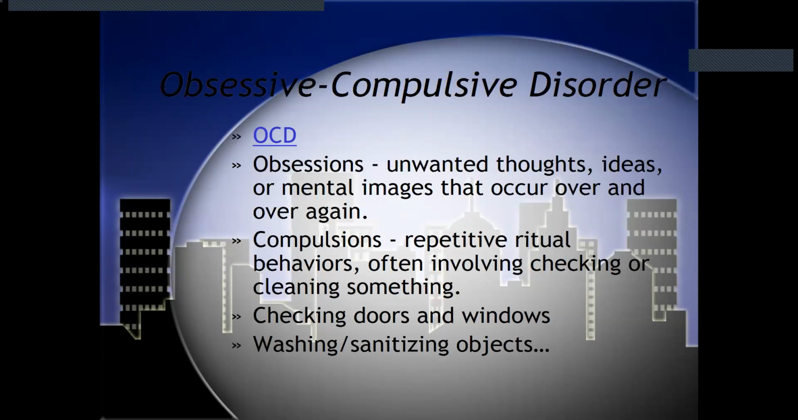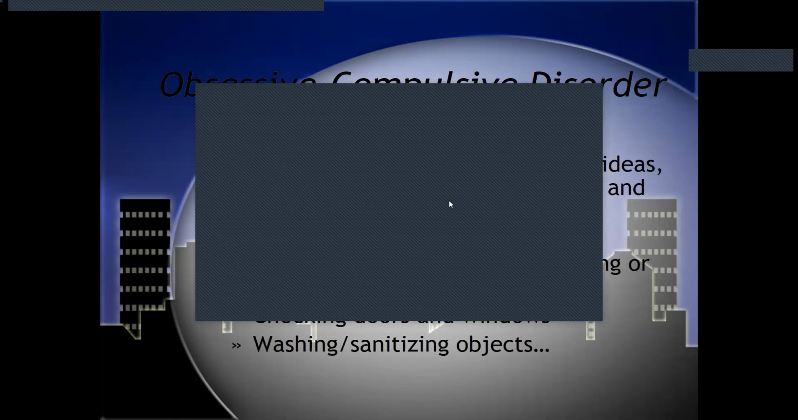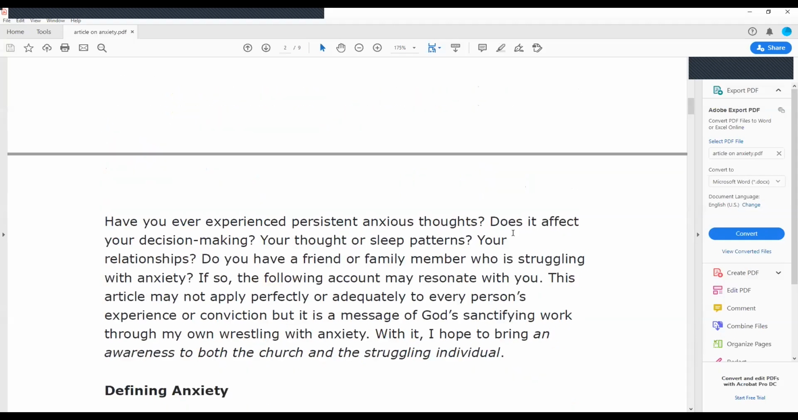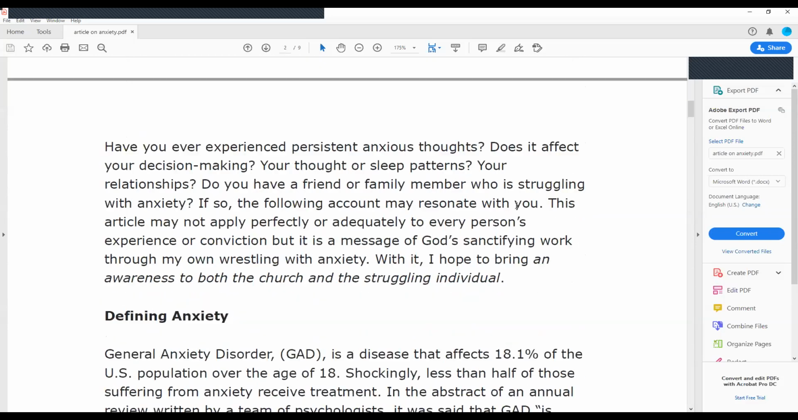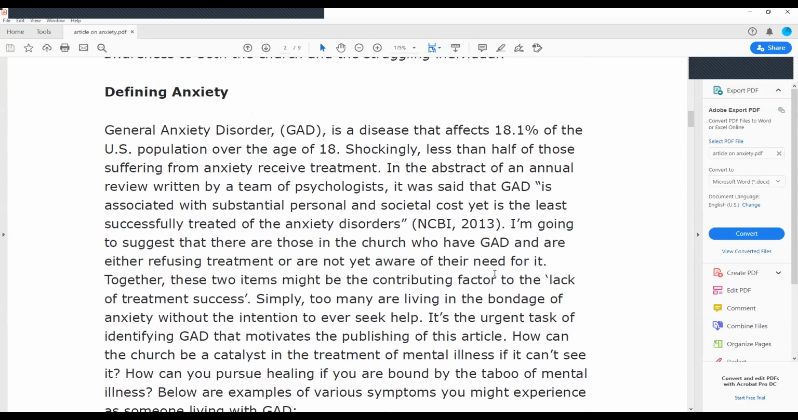Okay, before we get to OCD, let's switch over actually, and look at this article that you were supposed to read about anxiety. So I shared this earlier this week. It's written by a young person, and I'm not going to obviously read the whole article with you, but it talks about generalized anxiety disorder, which affects 18.1% of the U.S. population over 18.